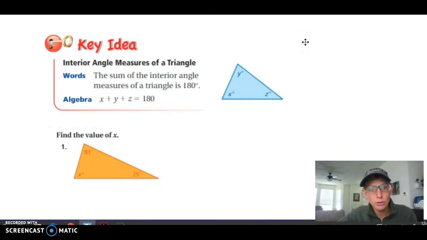So let's go over a few of the key ideas. Luckily there's just two of them from section 3.2. The first one is awesome because it's really familiar to us.